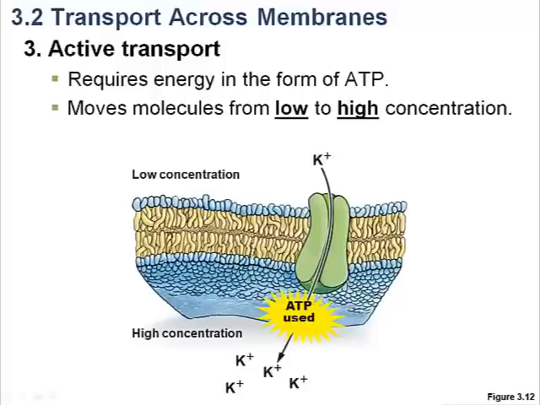Another example of the importance of active transport in your body is the movement of glucose into certain cells in your body. Glucose moves into some cells passively, but other cells require an active transport of glucose in order to function. Remember that active transport requires energy in the form of ATP, and remember that active transport requires that molecules move from an area of low concentration to high concentration.